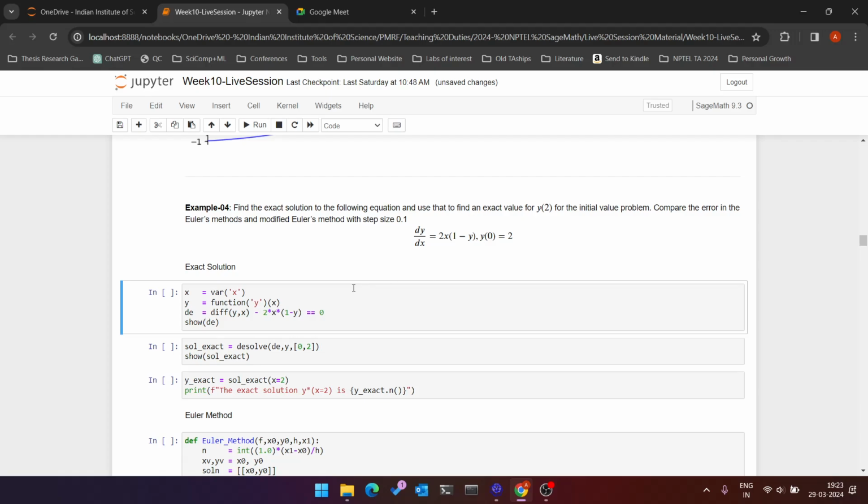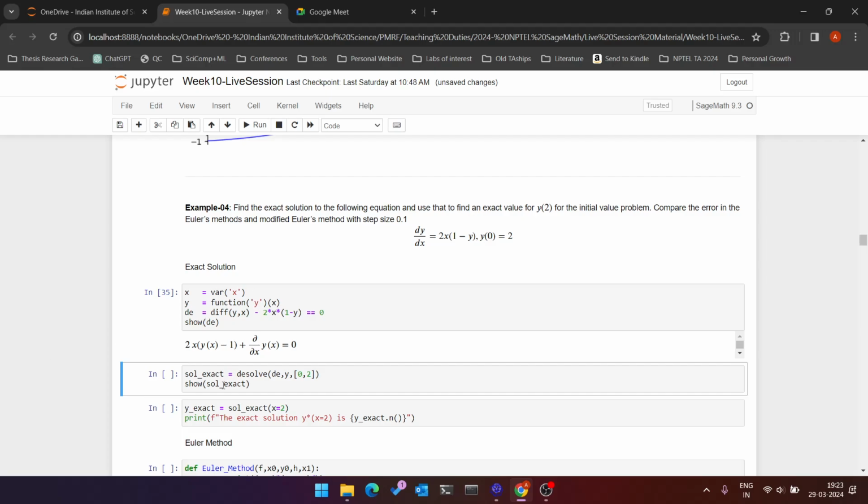To do so, we define x as variable x, y as the function y of variable x. The differential equation is dy by dx minus 2x times (1 minus y) equals 0. If I print the differential equation, this is what we see. So this matches with what we have.